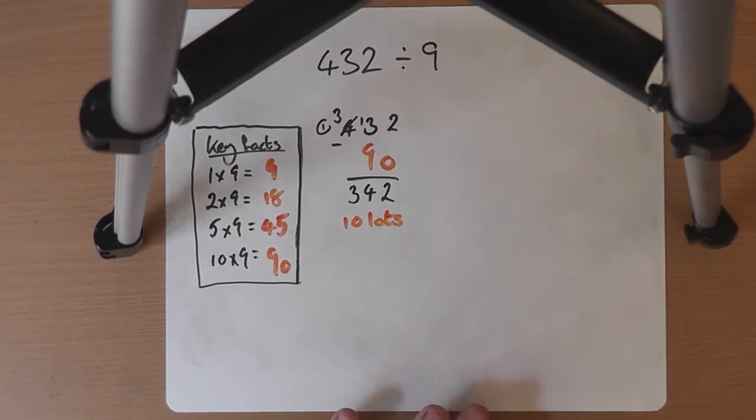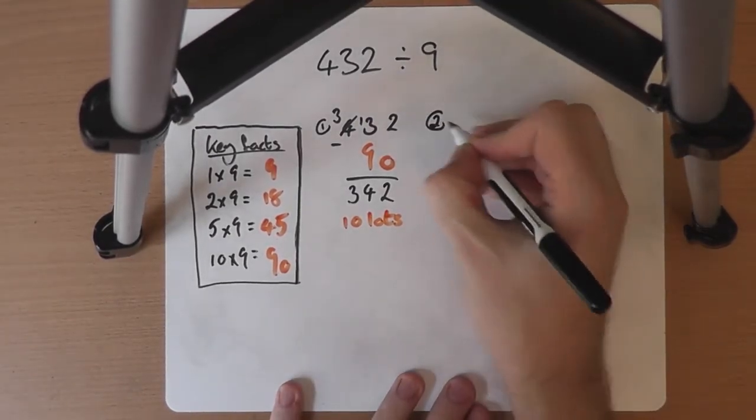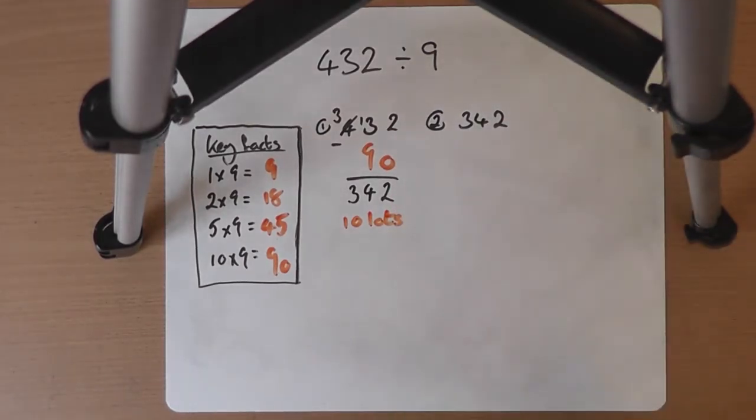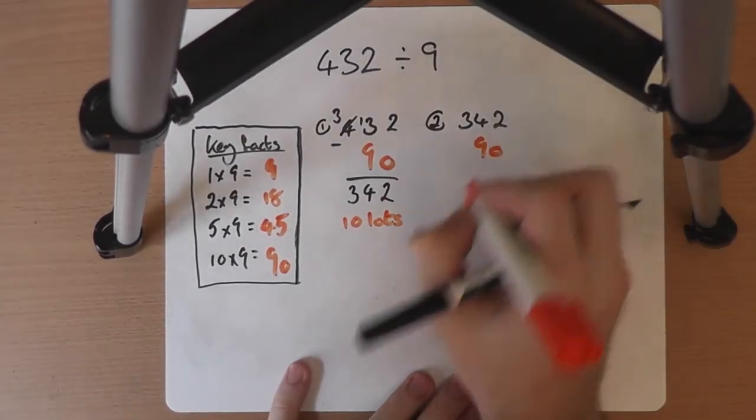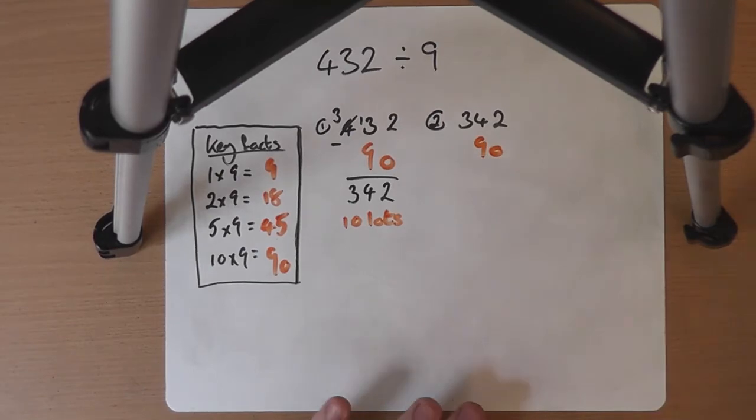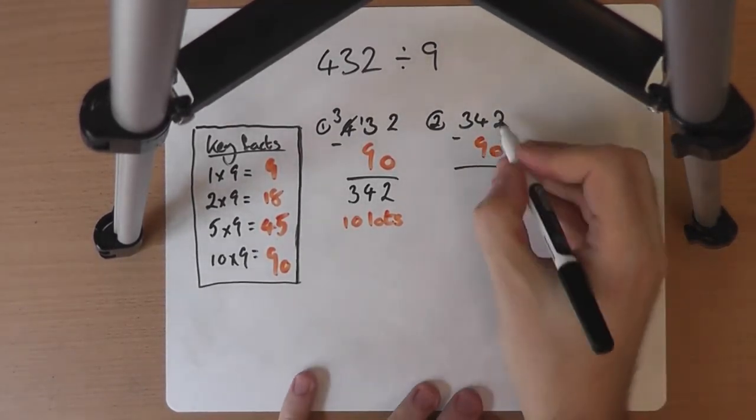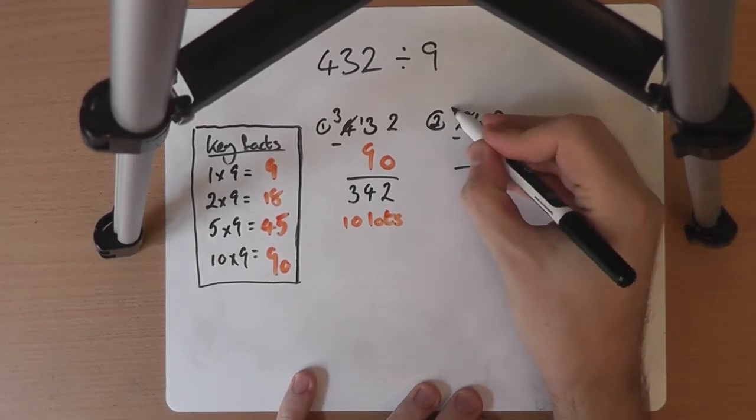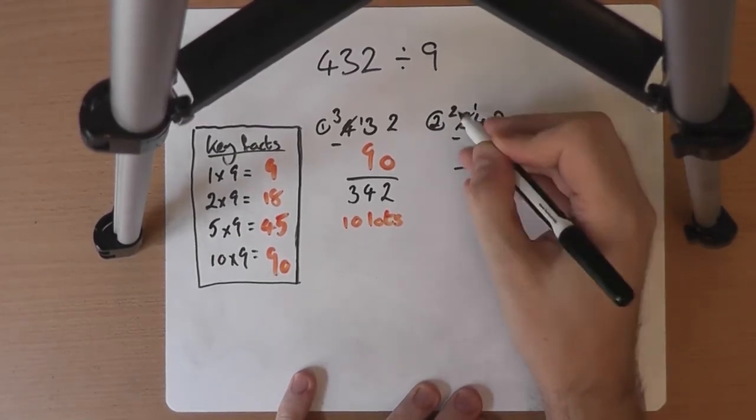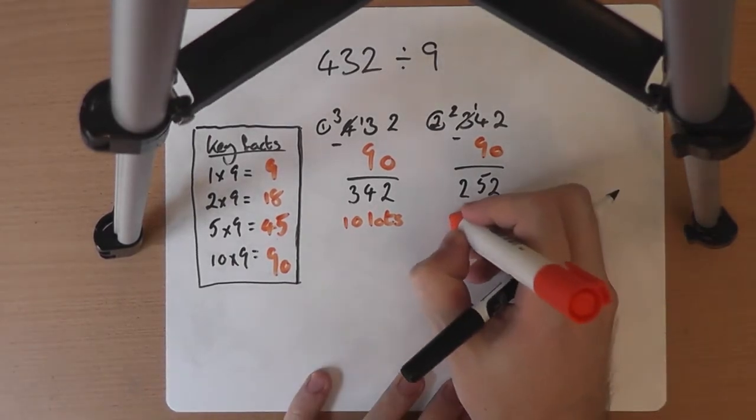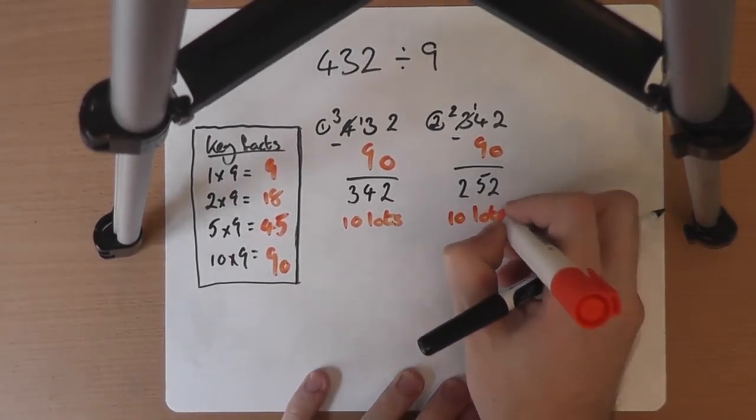We've still got some stuff left. We've got 342, so I'm going to do a second sum and start with 342 this time. We're always carrying that total to be the start point of our next sum. I'm going to look at the key facts again. Again, we could take 90 away. So let's do that, which will leave me with 252. And again, we've taken away 10 lots.